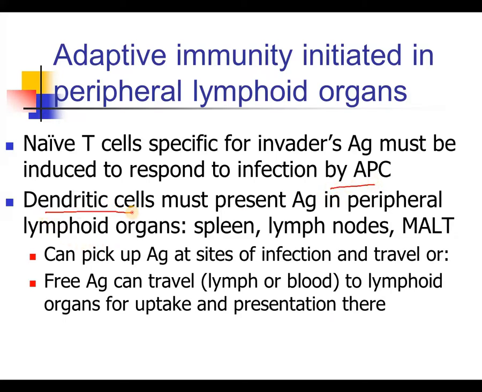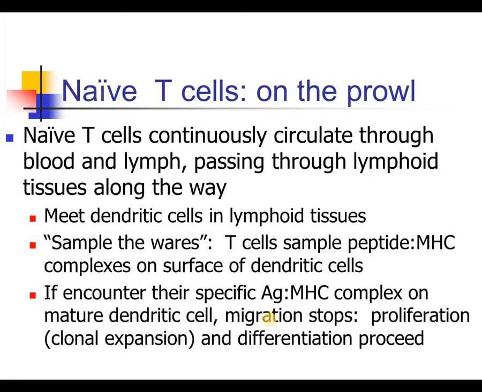Dendritic cells are the professional ones. They present antigen in the peripheral lymphoid organs like the spleen, the lymph nodes, the MALT, the BALT, and so on. The dendritic cells, recall, can pick up antigens at the site of infection and then mature as they travel to one of the peripheral lymph organs, or dendritic cells can pick up free antigen and travel through the lymph or blood to the lymphoid organs to uptake and present antigen, again, in the peripheral lymphoid organs.